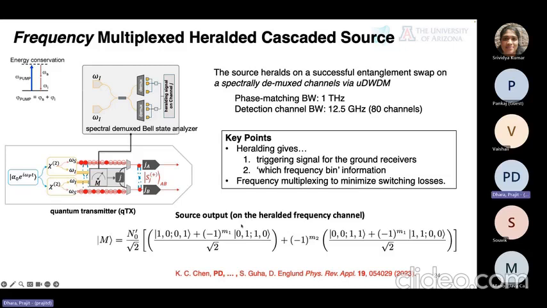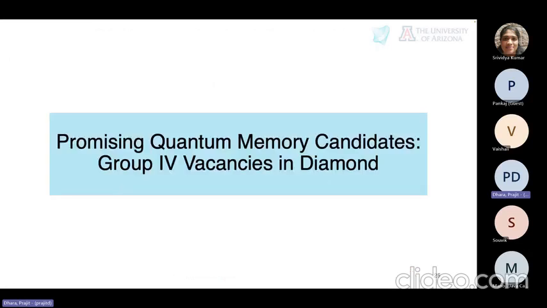So this is just the foray into sources. With this extension of our heralded multiplex source proposal, we can now have a scalable way to do entanglement generation in a heralded fashion. How about the quantum memories? Well, the quantum memories that we are most familiar with and most fond of are these group 4 vacancies in diamond. These are the relatively new cousins of the nitrogen vacancy in diamond, which has been studied to great depth. But the group 4 vacancies in diamond are slightly different.